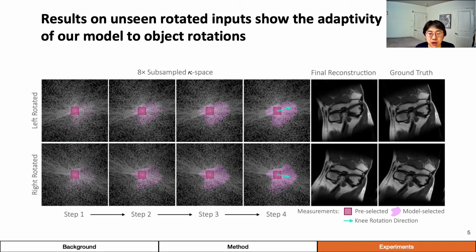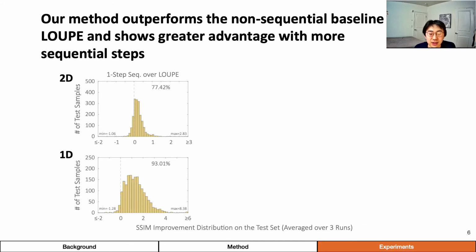First, our trained models are adaptive to different inputs. Here we show the full acquisition process and final reconstruction of our four-step model with left and right rotated knee images as inputs. The pink areas are the selected measurements. We can see from the fourth column from the left that our model is aware of the input rotation and can sample measurements accordingly. Note that our model is not trained with rotated images but still learns to adapt to rotations. Second, our method significantly outperforms the state-of-the-art non-sequential sampling baseline LOUPE.